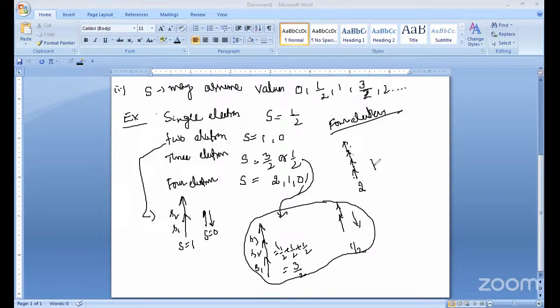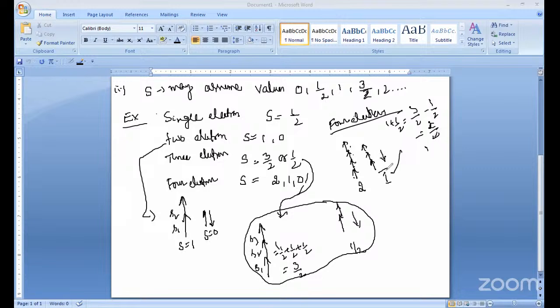Suppose 3 electrons are in one direction and another one is in the opposite direction. So plus half is 1, 1 plus half we take as 3/2. Another one is in the opposite direction, that will be minus 1/2. So 3/2 minus half, it will be 2/2, and you are going to get 1. So that is what you are going to get.